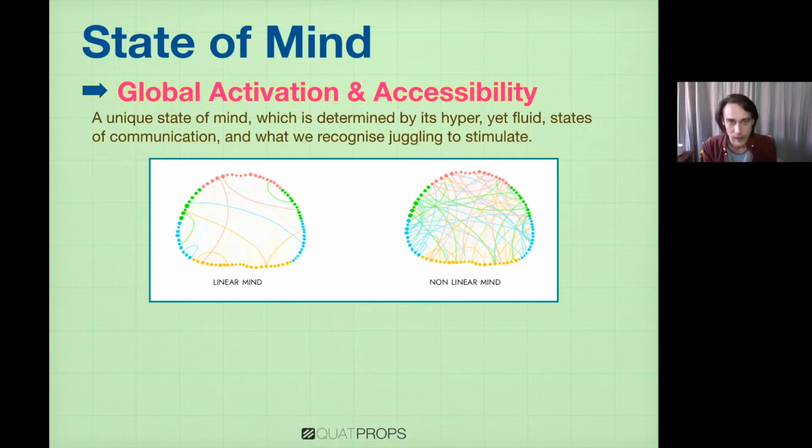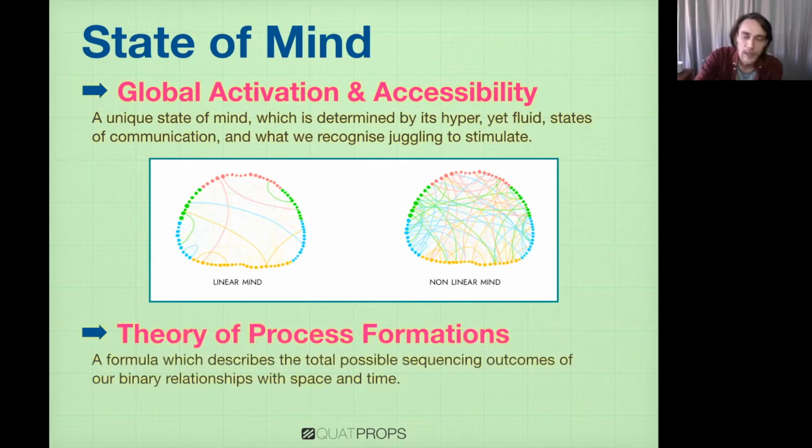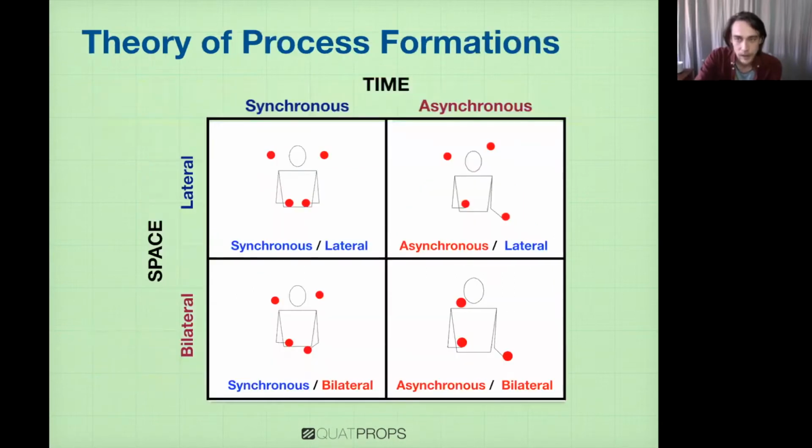But the key thing for us to understand now is that we are using this as our indicator of whether or not the person is experiencing juggling. You can experience juggling without global activation if it's not that challenging for you, but this is going to be our intention. And we begin to unpack that formula solution by looking at the theory of process formations. I'm going to show it on the next slide here.